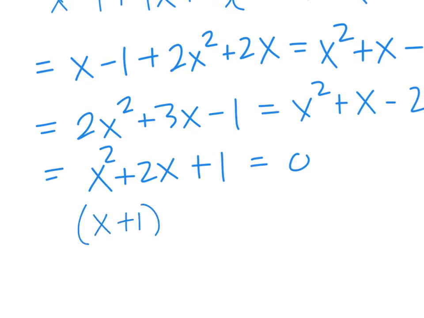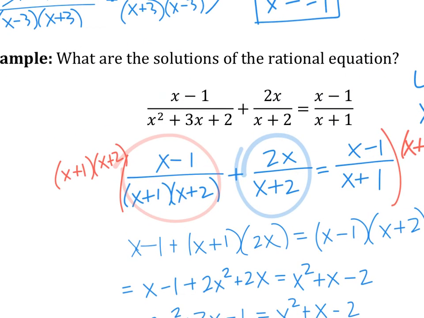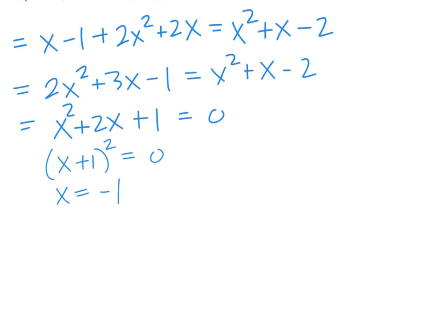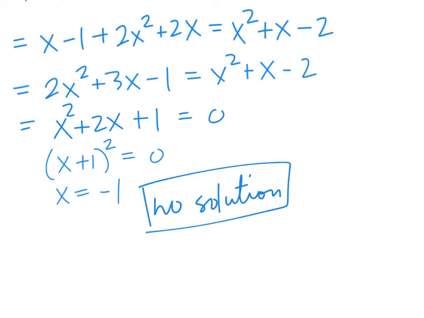Factor: x plus 1 squared equals 0. So x is equal to -1. Are we done? Those of you who already checked the answer. No, because what is the restriction? x can't equal -1. So that is no solution. Okay, make sure you check your answer.